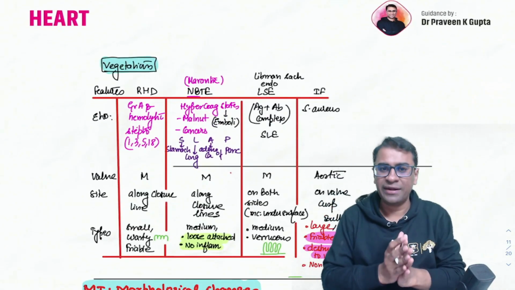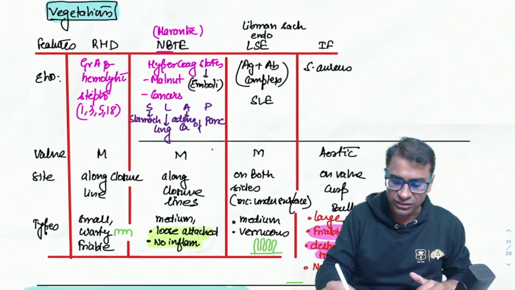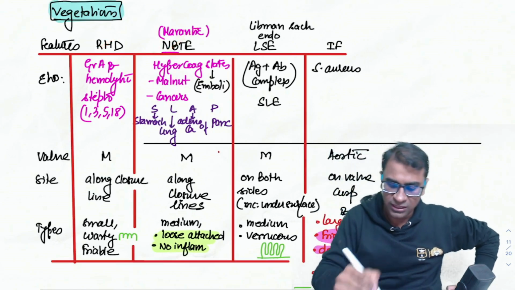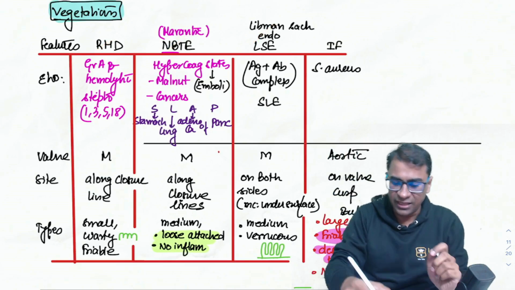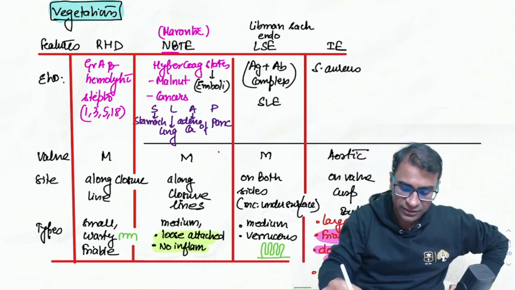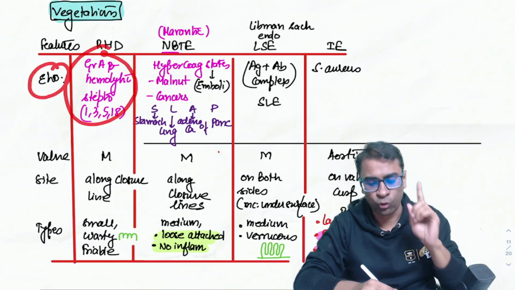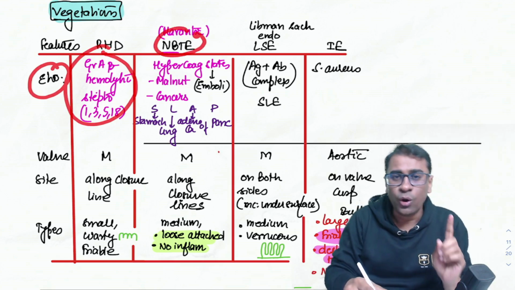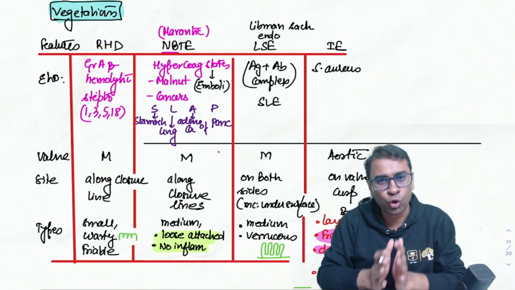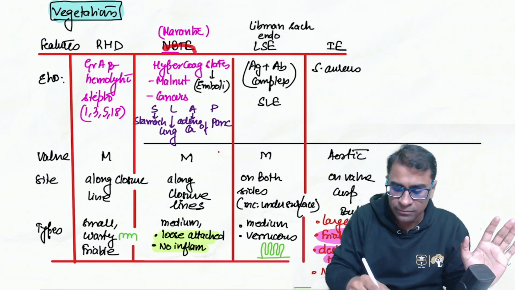And the first topic I take is vegetations. Four diseases will show vegetations: rheumatic heart disease, non-bacterial thrombotic endocarditis, Libman-Sacks endocarditis, and infective endocarditis. In rheumatic heart disease, the main etiology is group A beta hemolytic streptococci. In NBTE, what is NBTE? It means non-bacterial thrombotic endocarditis. Non-bacterial, so no bacteria.